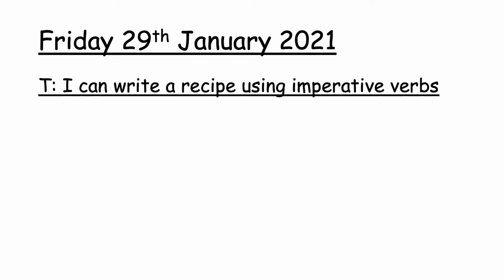Now, who can remember? We've all done instructions before, because that's what a recipe is. It's instructions. What are imperative verbs? Yeah, the words that tell you to do something, they're the bossy verbs, aren't they? Like get, draw, make, paint. Okay? So once you've done your date and target, you can start back with us.